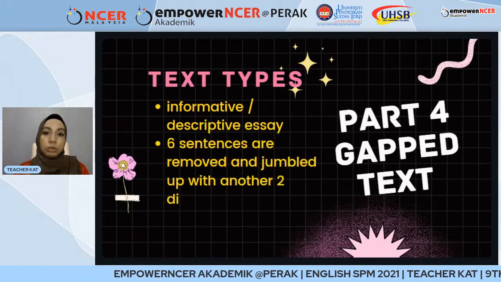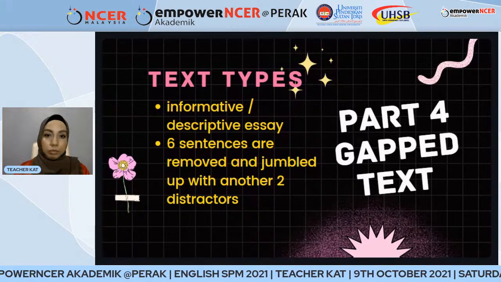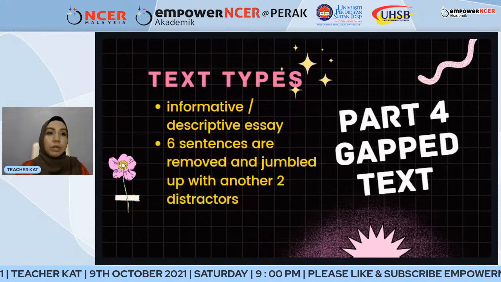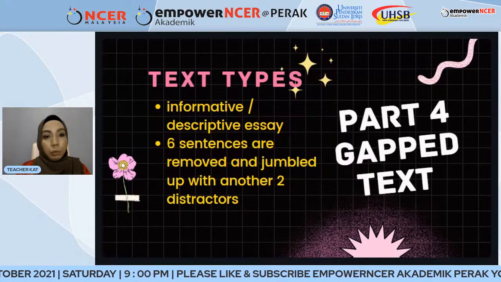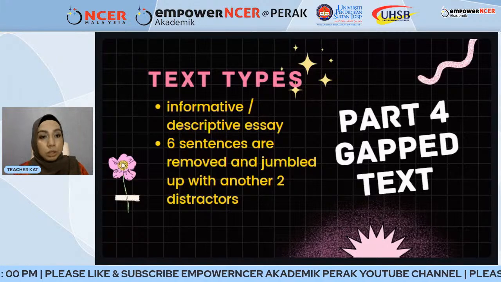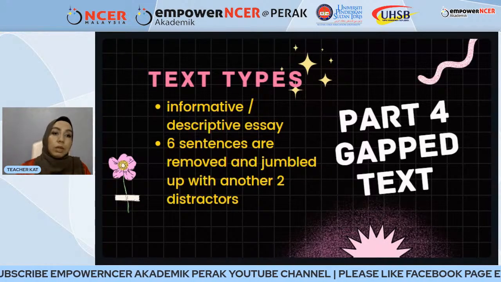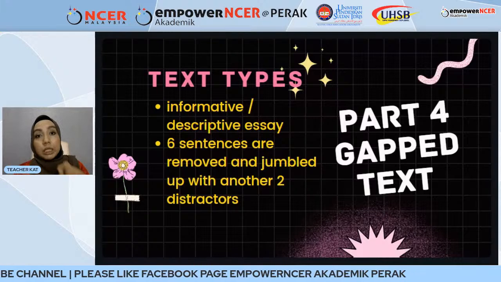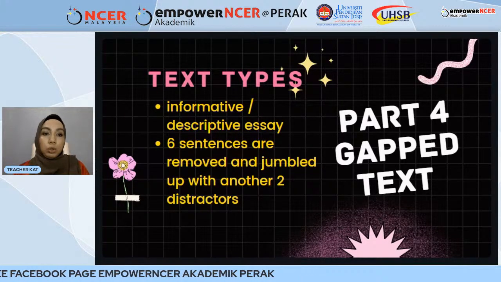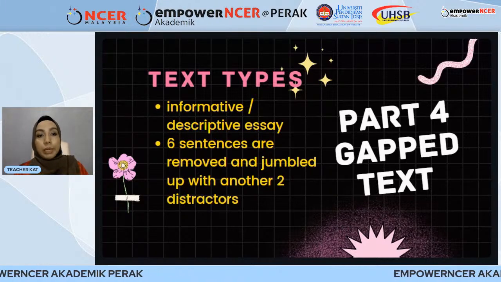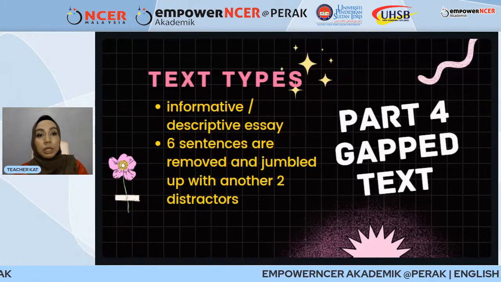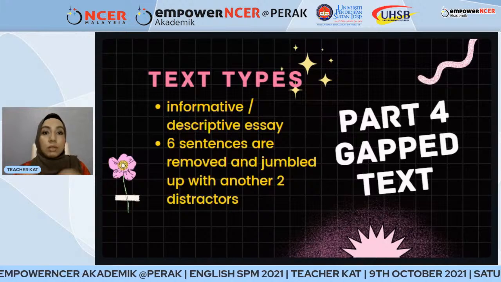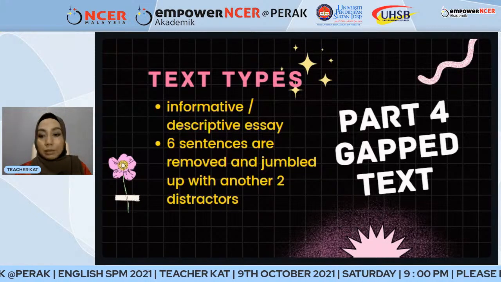Okay, now part 4, the gap text. These are the text types. It could be an informative type of text. It could be a descriptive essay. In this part, there are 6 sentences removed, and then they are jumbled up with another two distractors. So six blanks, six questions, but you need to find the answers within the eight options that have been mixed up with another two distractors. Distractors are there just to distract you. They have nothing to do with the text.